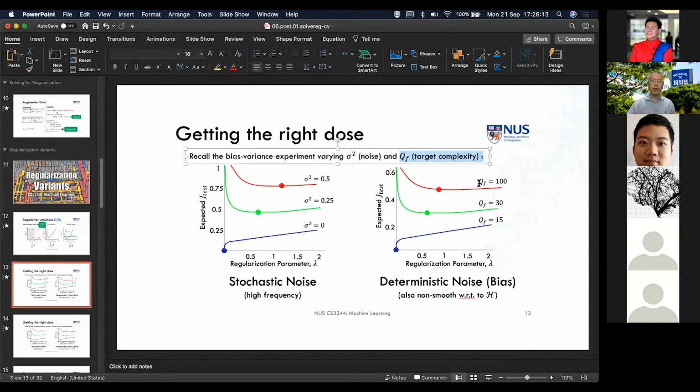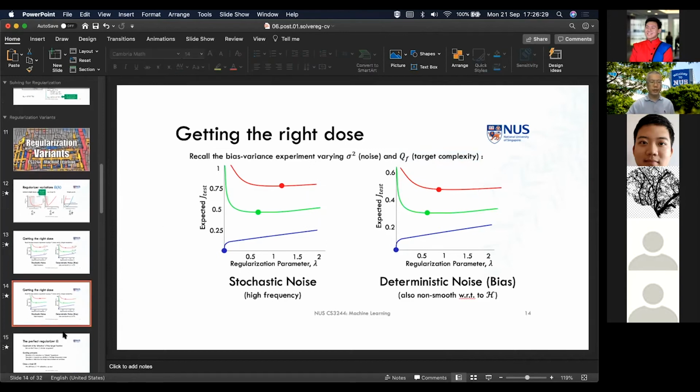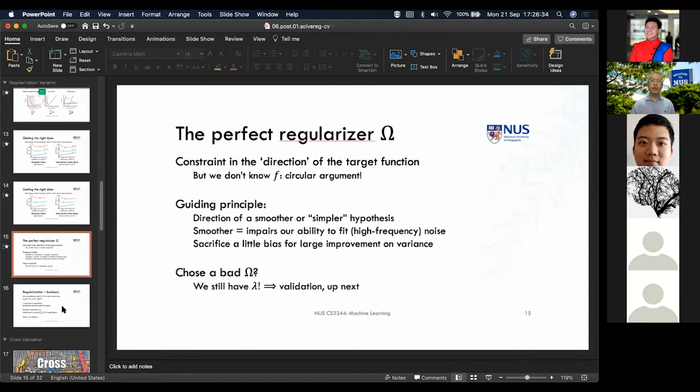So we have a polynomial function that's of order 100, order 30, or order 15. As we decrease the target complexity, the amount of regularization that we need is going to be correspondingly lower, okay? So that's the idea behind that, okay? So basically what we want to do is try to find not only the perfect hypothesis, right? Because we said in our script H, we want to do that.